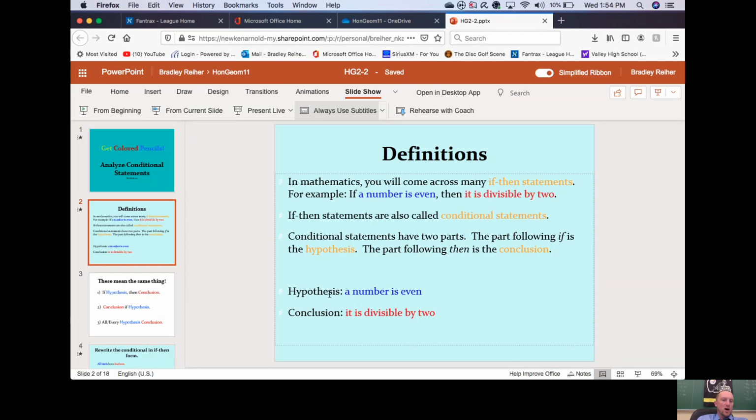Notice how the word if is not in the hypothesis. If just points to where the hypothesis is. Then is not in the conclusion. It just tells you where it is. I use blue to highlight the hypothesis, and I used red to highlight the conclusion. We'll do that a lot in this section. Also, if you're working on a worksheet where it's already written out, your conditional statement, you can underline the hypothesis once and underline the conclusion twice.